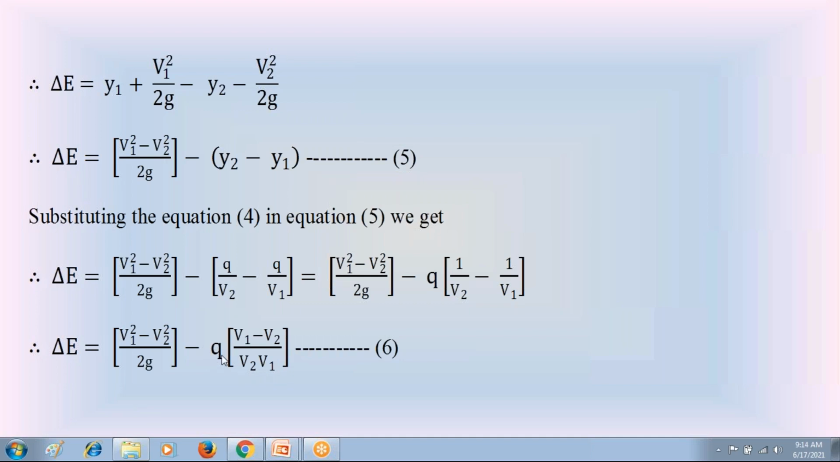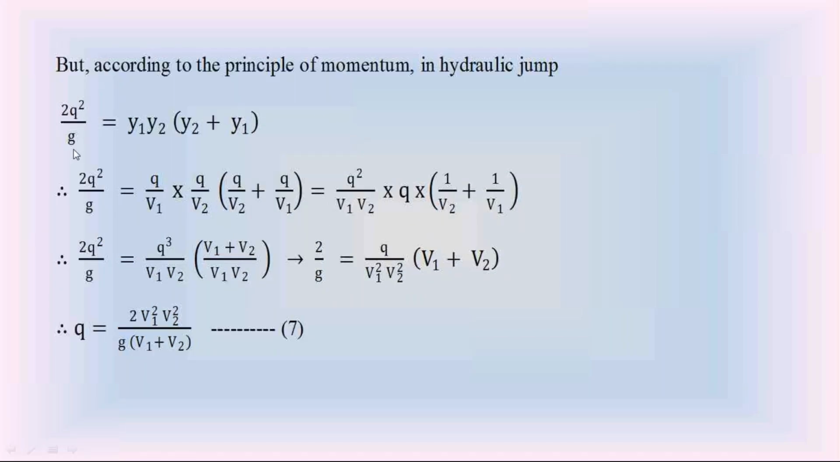Now we are going to find out this small q. What is the value of small q? We know that in the rectangular channel hydraulic jump, 2q square by g is equal to y1 y2 into y2 plus y1. We discussed in today's class also that in the hydraulic jump of rectangular channel, that is the relation. So 2q square by g is equal to y1 y2 into y2 plus y1. Check this right hand side.